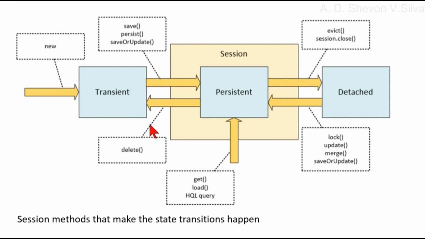Transient. This instance isn't and never was attached to a session. This instance has no corresponding rows in the database. It's usually just a new object that we created to save to the database.